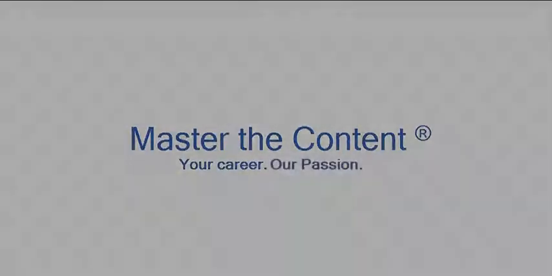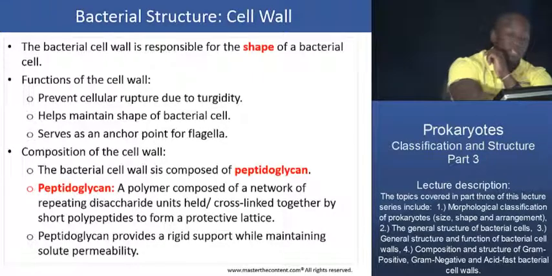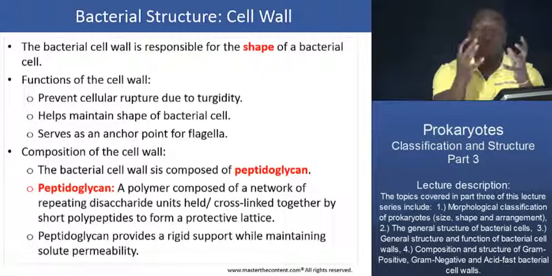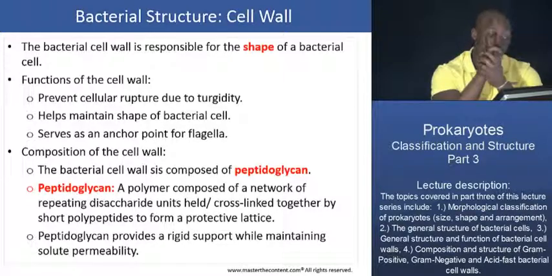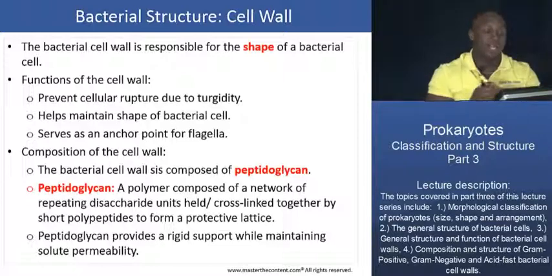Your career, our passion. Bacterial cell wall structure. Now, the cell wall is obviously responsible for the shape of the bacterial cell. The cell wall is a complex, semi-rigid structure that actually helps determine the shape of the cell. Now, underneath that cell wall, we'll have our regular cell or plasma membrane.